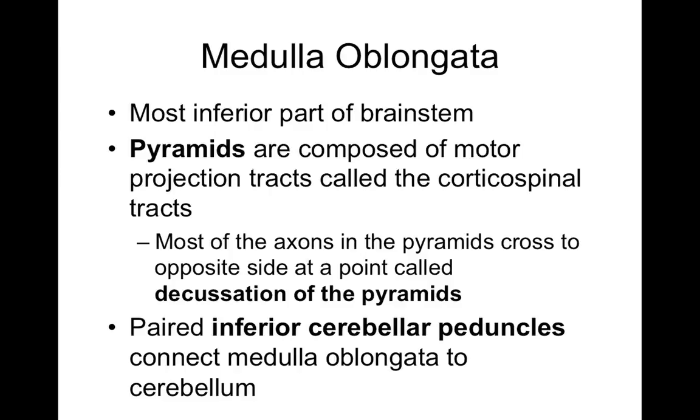So, the medulla oblongata, from that horrible movie Waterboy, it's the most inferior part of your brainstem. It contains the pyramids, which have projection of motor tracts. It also has a lot of reflex centers, which are involved with things like regulating your blood pressure, your heart rate, even respiratory rate. Your medulla oblongata can control this.